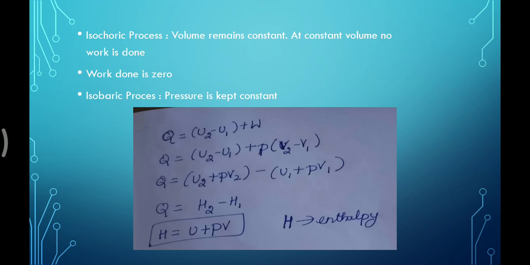So in the energy difference, H2 minus H1 is nothing but taken as a single constant H, which is equal to, as we already know in energy Q, the internal energy U plus the work done. Here the work done is given by the equation pressure into the volume. So H is nothing but enthalpy, change of internal energy.